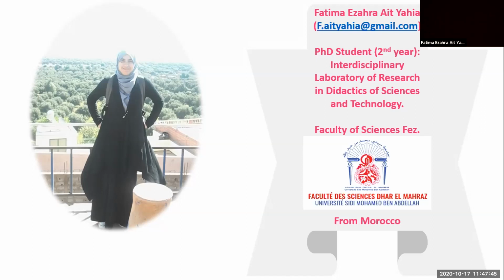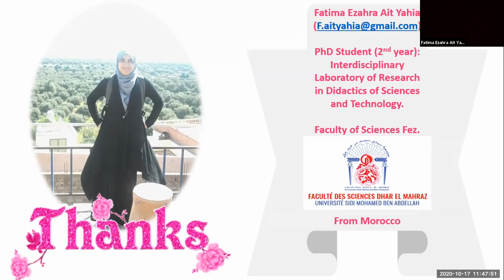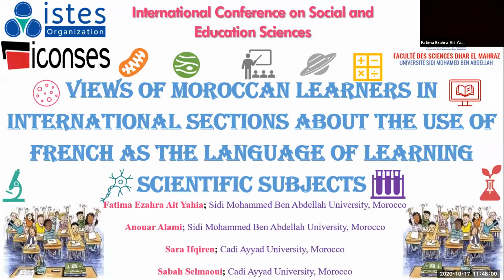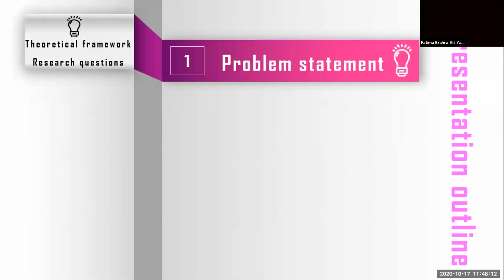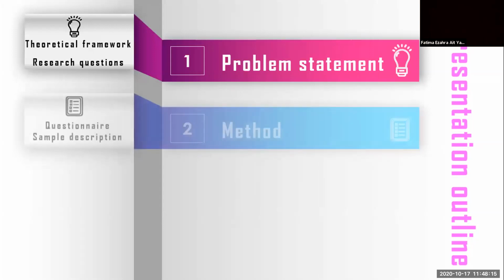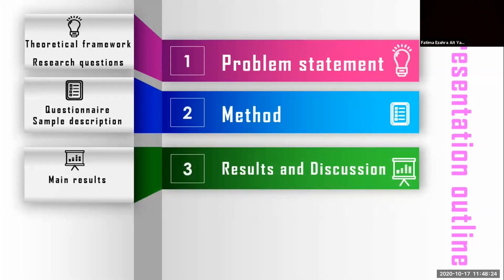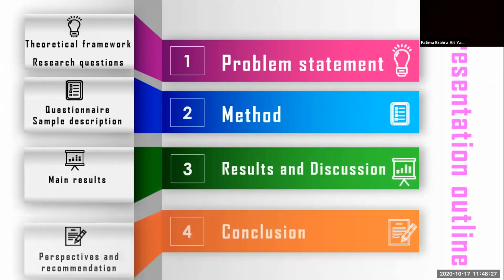So today I'll present a part of our findings about views of Moroccan learners in international sections about the use of French as the language of learning scientific subjects. For that, my talk will be divided into 4 points. First, problem statement. Second, the method, where I'm going to describe the questionnaire and the sample. Third, the main results with their discussion. And finally, a conclusion.